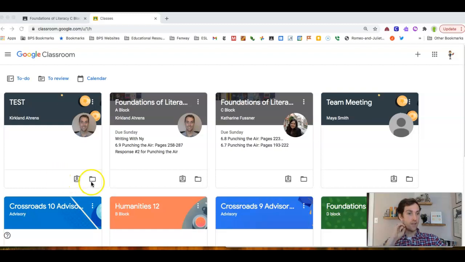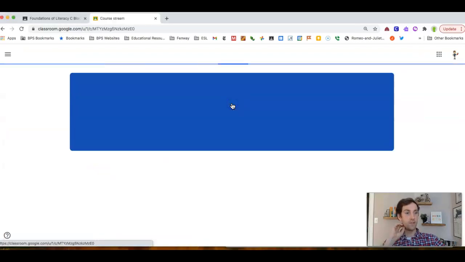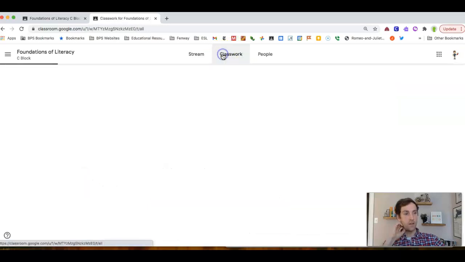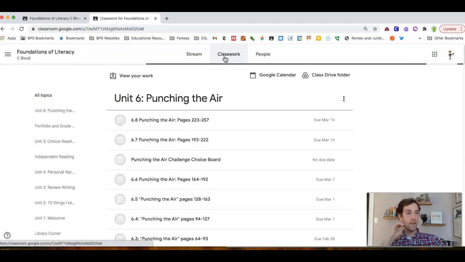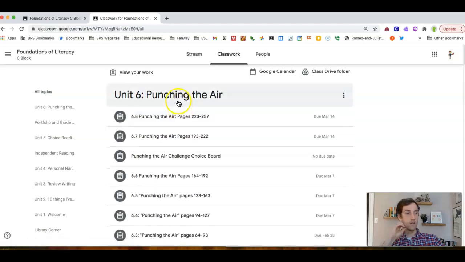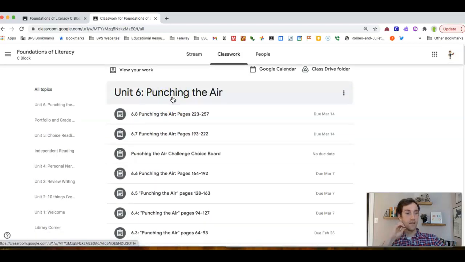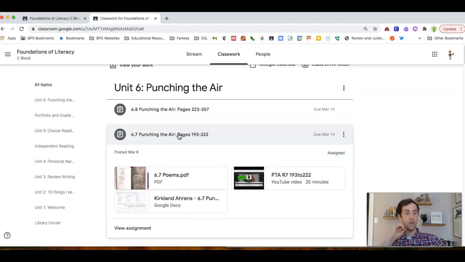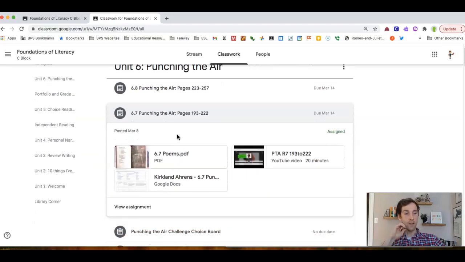If you look at my screen, I'm going to show you exactly how you can get to all the materials that you need. I'm going to click on our Foundations of Literacy block, then the Classwork tab, and look into the Unit 6 Punching the Air tab. Here are the most recent assignments. I'm going to click on 6.7 because that's the one we started with this week. When I click on that, there are three things.